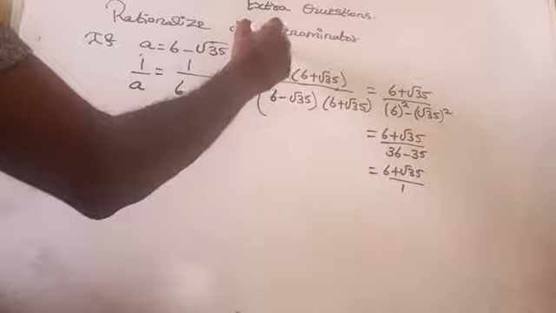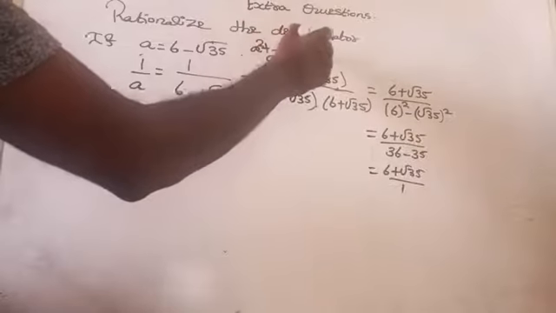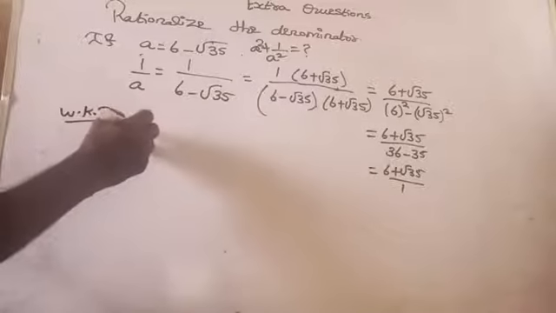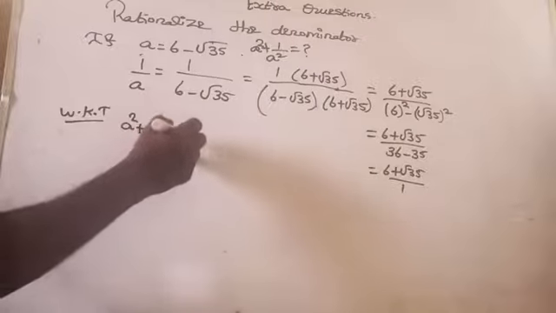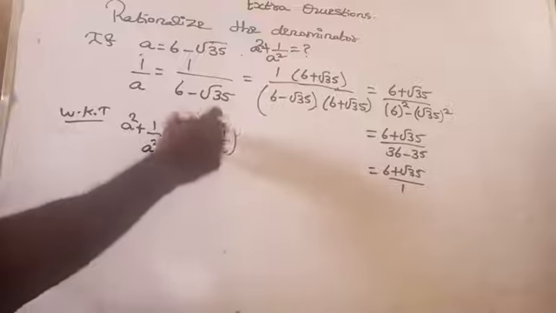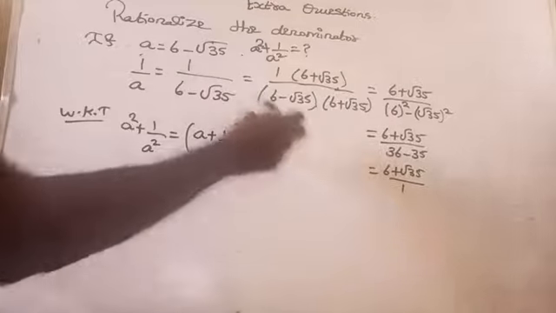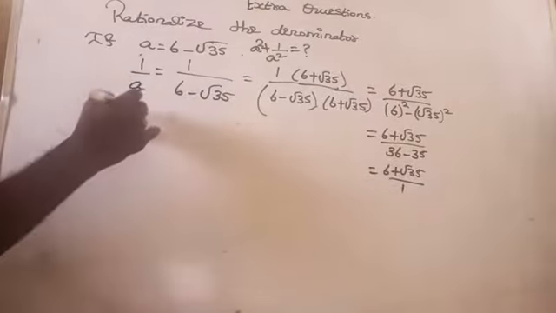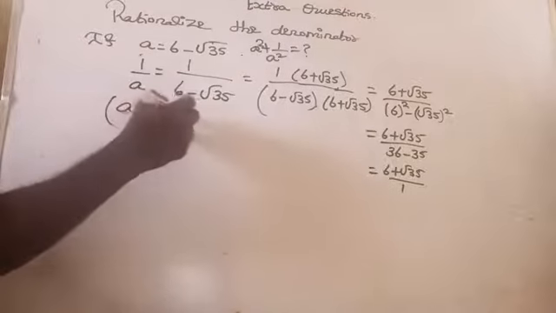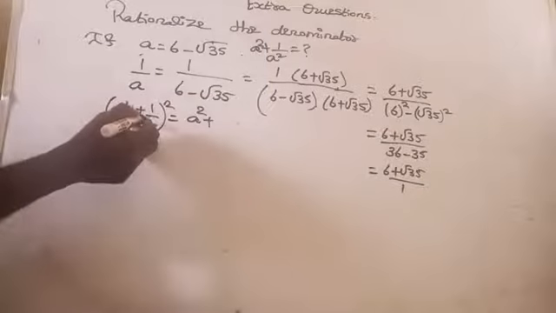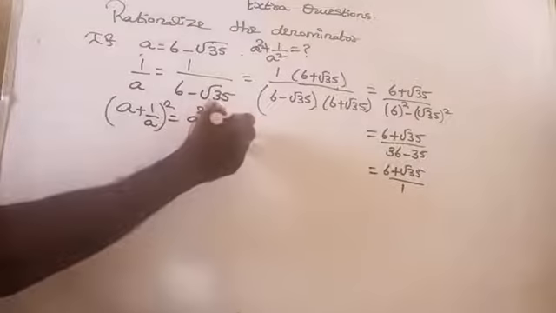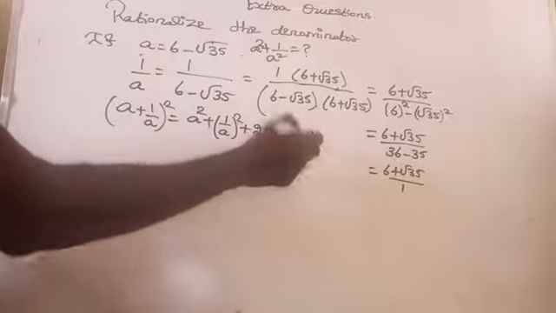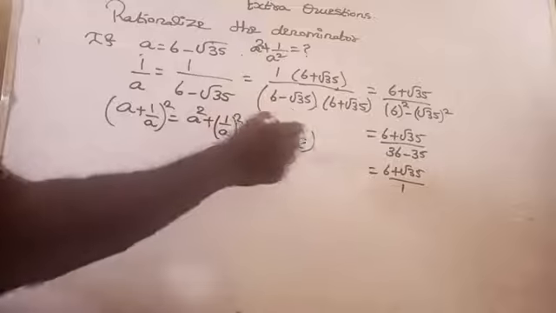So they asked us to find the value of a square plus 1 by a square. So we know that a square plus 1 by a square can be written as a plus 1 by a the whole square minus 2ab. Otherwise, once again I will show you how we are getting this. We know that a plus 1 by a the whole square is a plus b the whole square, where a is a and b is 1 by a. So a square plus 1 by a the whole square plus 2ab, 2 into a into 1 by a. Here b is 1 by a. Am I right here? So a you can cancel here.